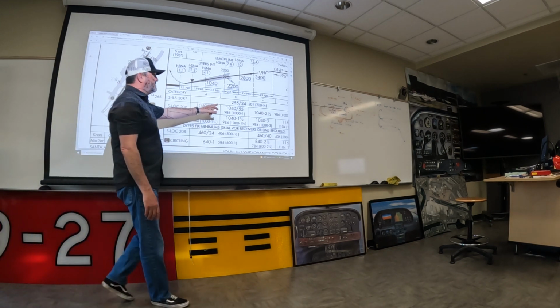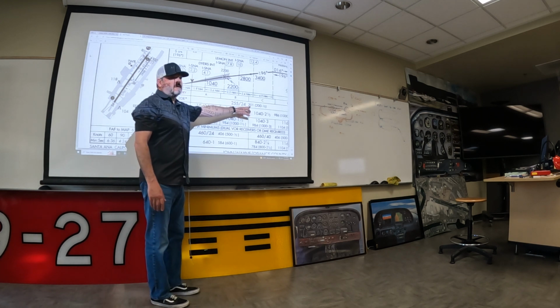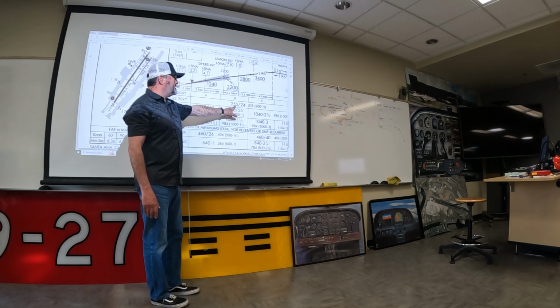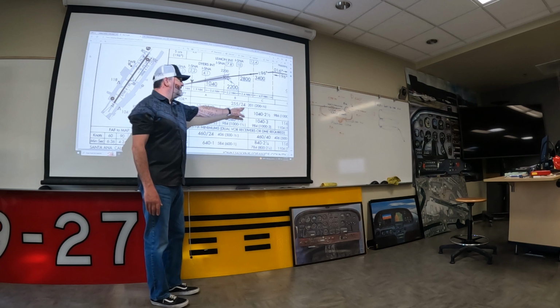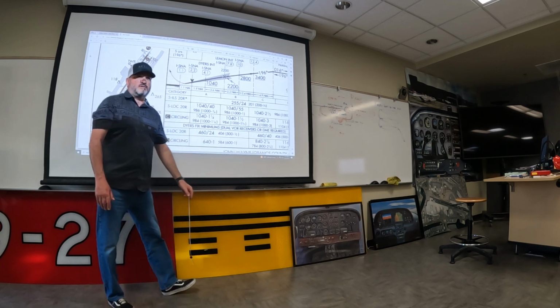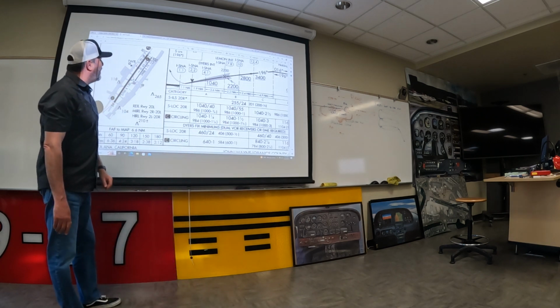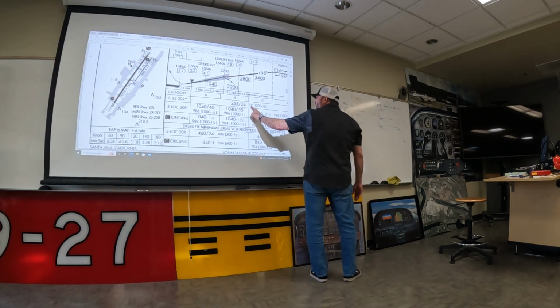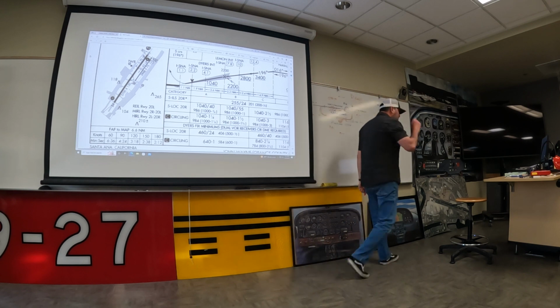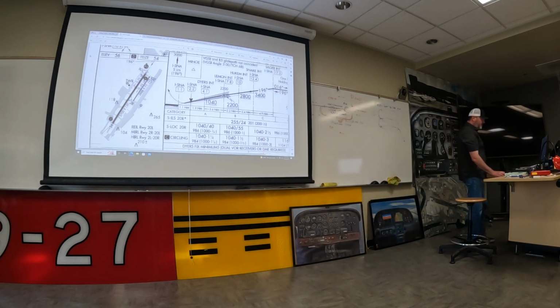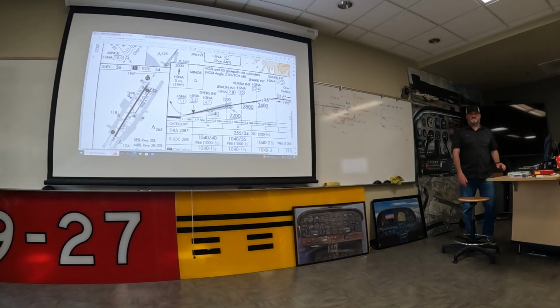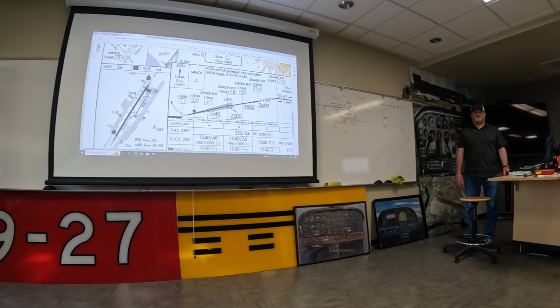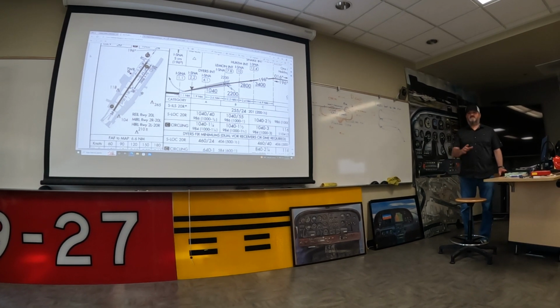DH is this number over here, which is 201, decision height. DA is MSL, DH is AGL. So how can I figure that out? Well, 201 to 255 is 54, right? Airport elevation is 54 feet. Tony's tracking. You're with me. You're tracking.